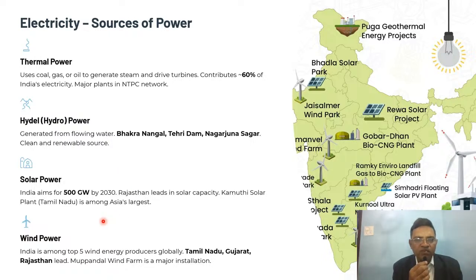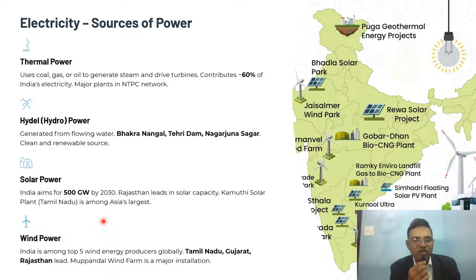Okay, solar power. So we get electricity from the sun. India aims to produce at least 500 gigawatts by 2030. Rajasthan has a huge desert, Thar, so Rajasthan leads in solar capacity. Then Kamuthi solar plant in Tamil Nadu is among the largest in Asia.